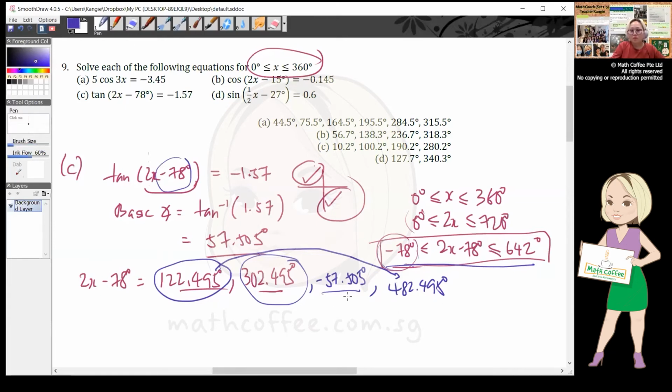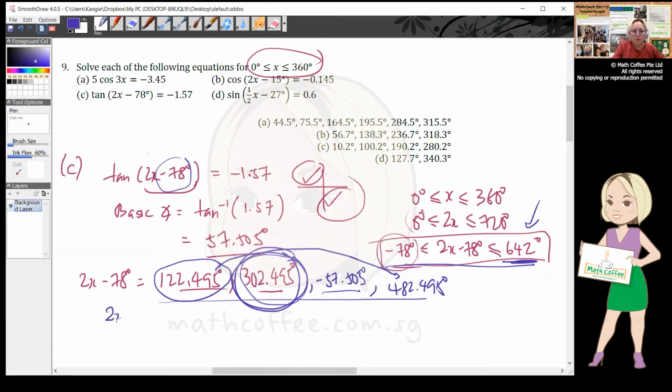Okay, so let's continue. So just now I plus 360. So this one, let's check whether this one, if I plus 360, will it be out of this range or not? So 302.495 plus 360, it will be 662. Out of my range already, right? So I don't bother to write it out. So that means I know that I will only have 4 answers. But this is not my final answer yet.